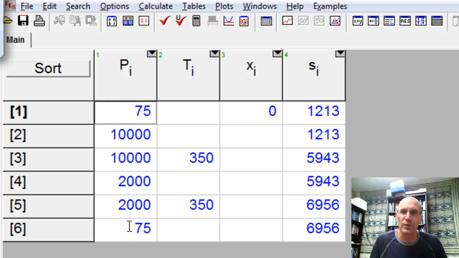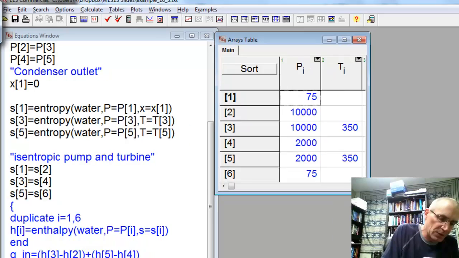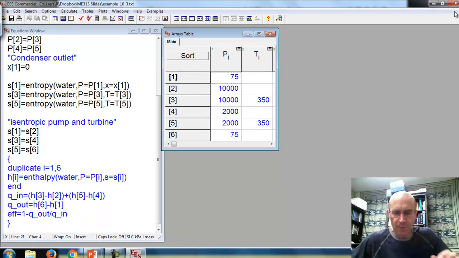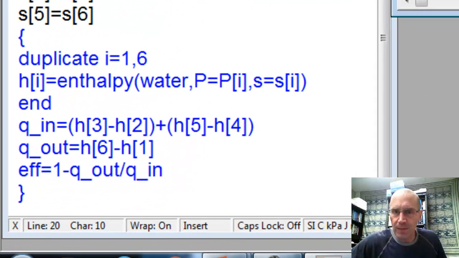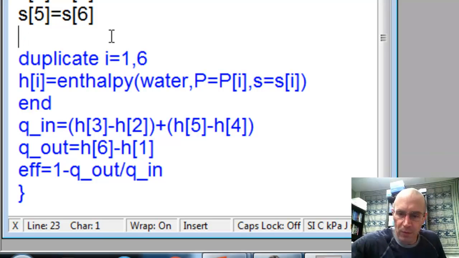So more or less now I have 2 intensive variables. My problem's completely solved. We can go ahead and solve for all of our enthalpies so we can get our heat inputs and outputs and work. And we've got P and S at every point, so we can go ahead and use that pair. So that's what we'll do on our last little step here. So down here, I'll go ahead and remove this last set of comments.